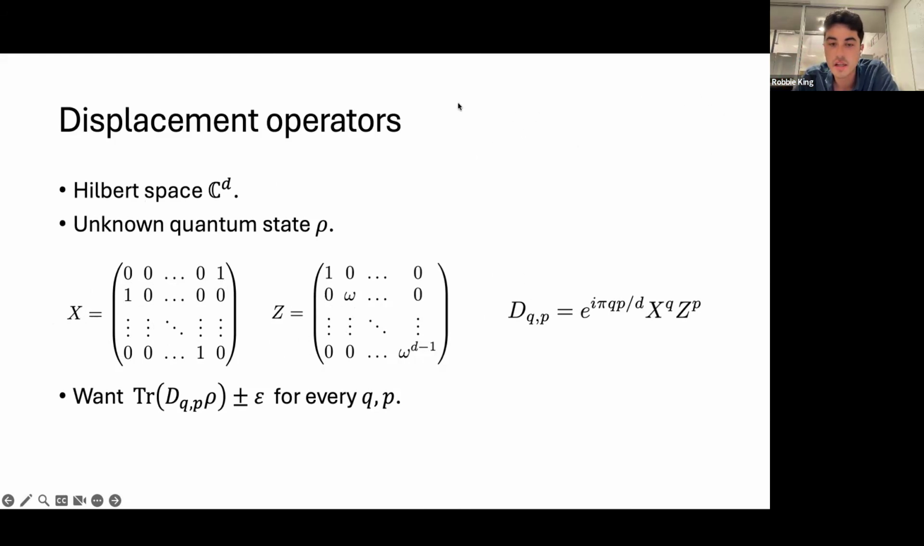And in general, we can multiply them together, so we can have X to the power of q, Z to the power of p, and this gives you this so-called displacement operator, D sub q comma p.